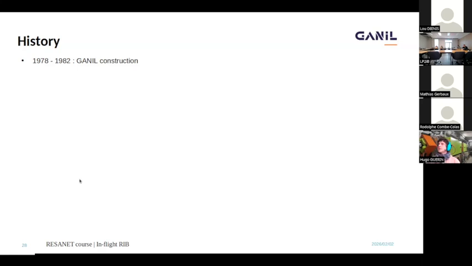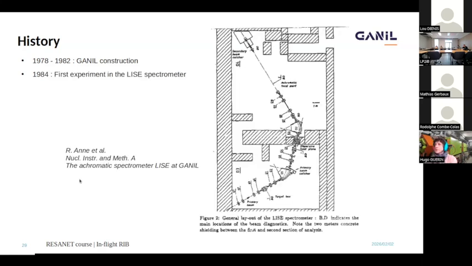The first experiment at GANIL occurred in 1983, and the first experiment in the LISE spectrometer occurred in 1984. Here I show you the scheme, the plan of the LISE spectrometer in 1984. The LISE spectrometer was only in two rooms, D3 and D4, and we'll see it extended then.